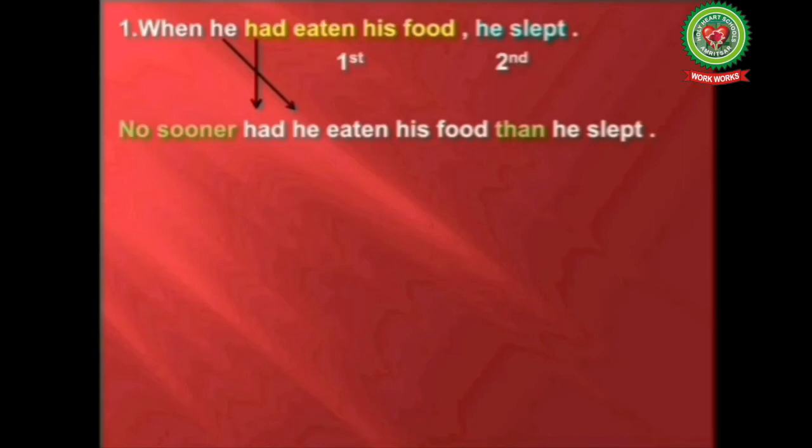Then students, the position of the main verb remains the same. So we have written here, eaten his food. Then the next step is to change comma into than. And after than, the second action remains same, that is he slept. So here our answer is no sooner had he eaten his food than he slept.